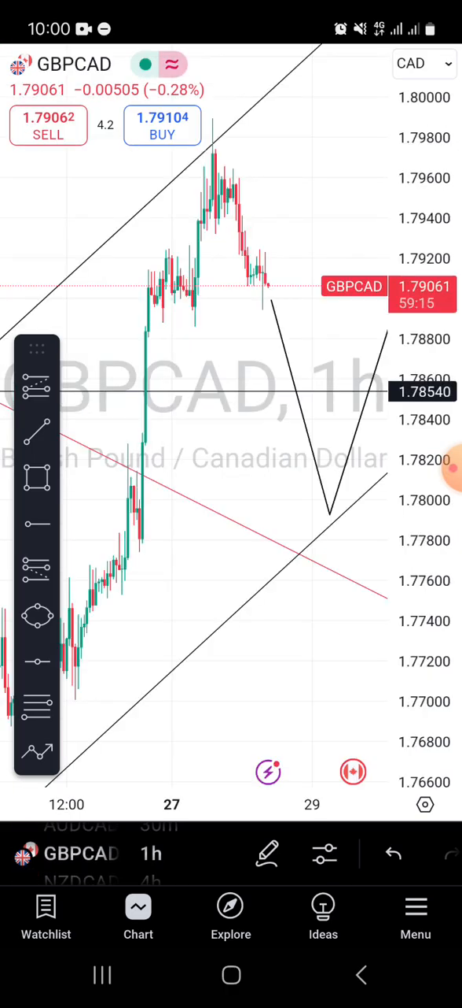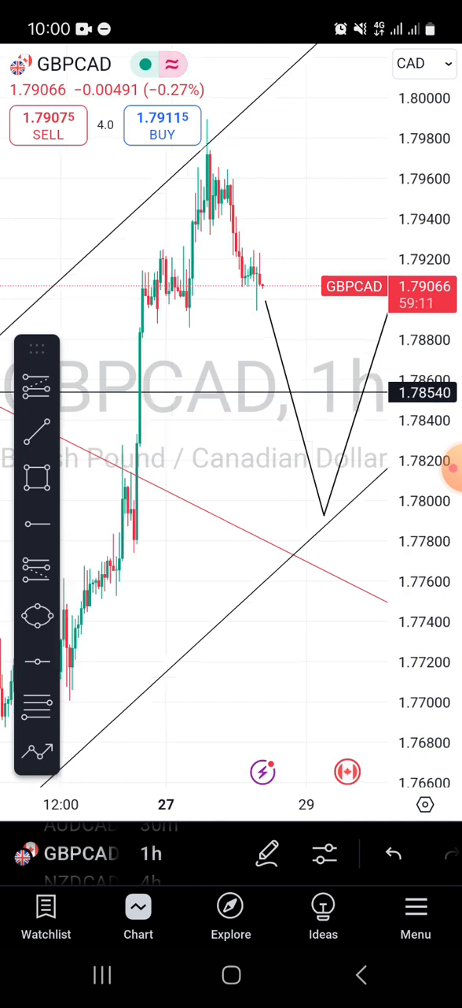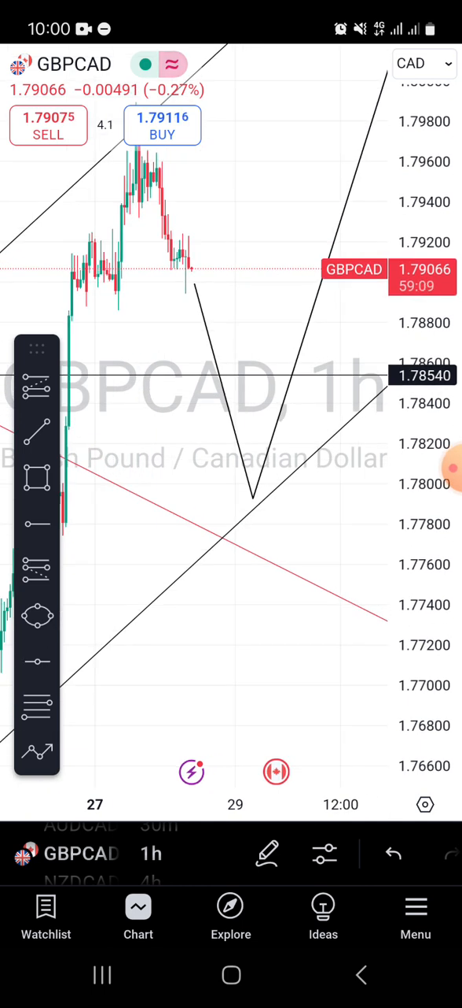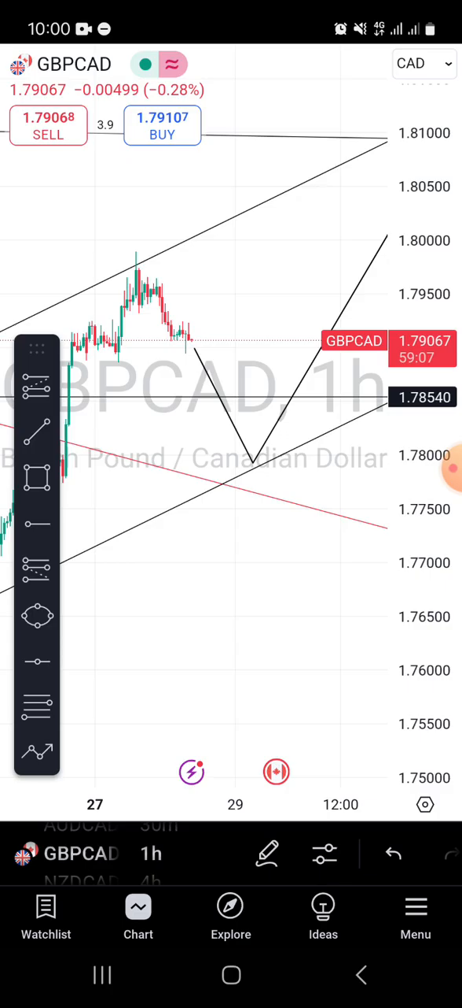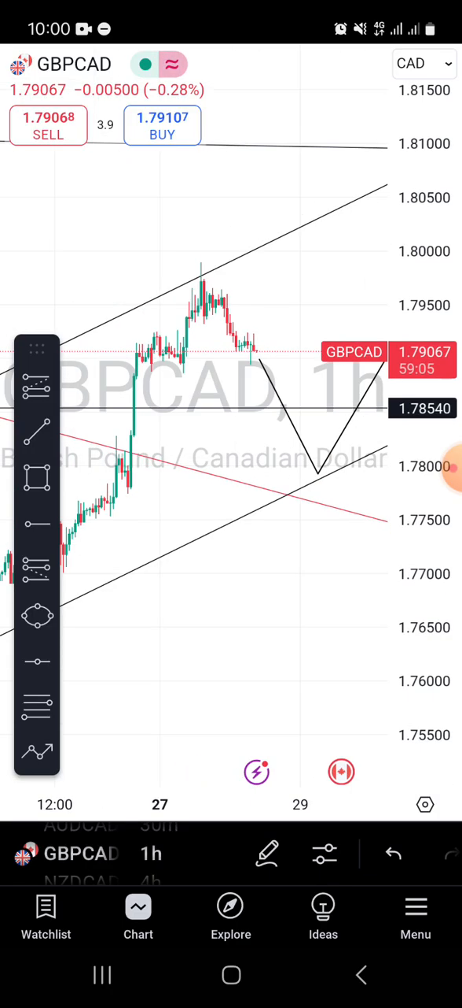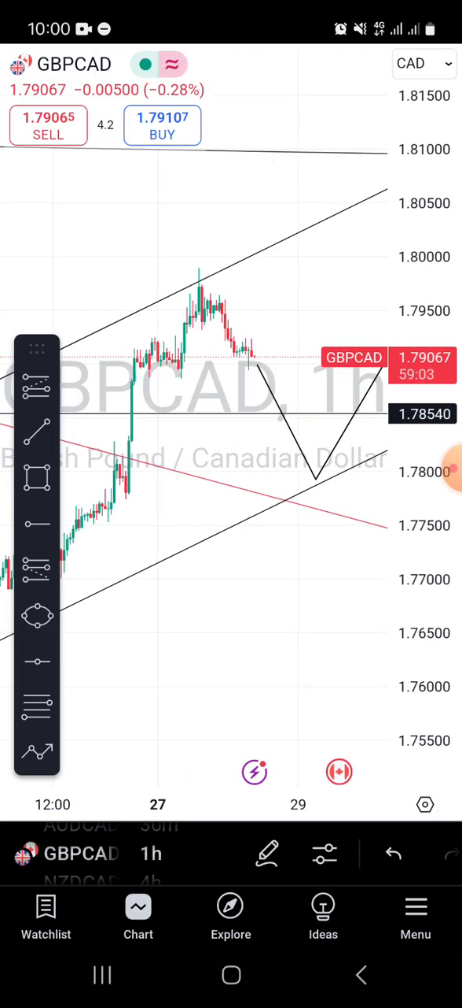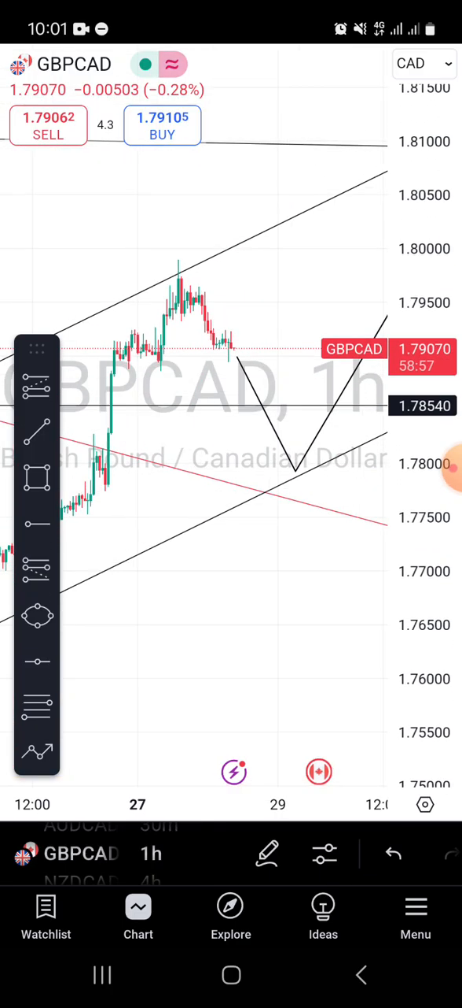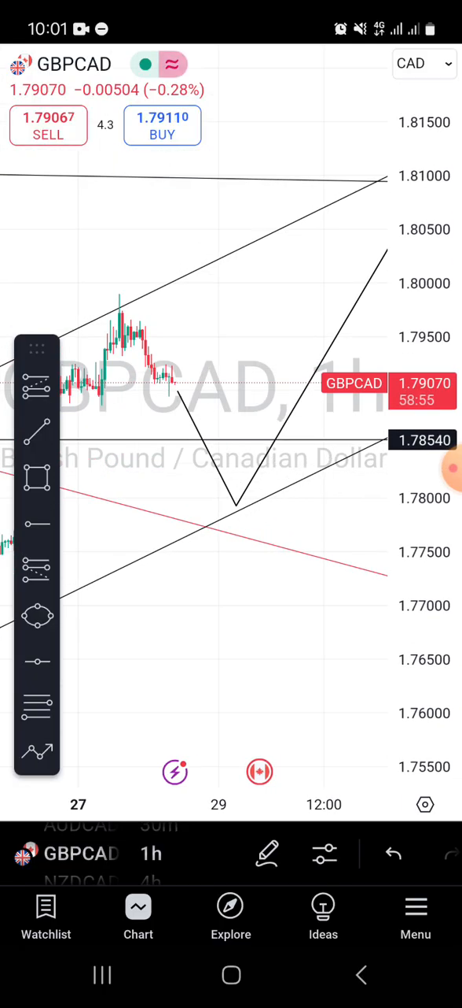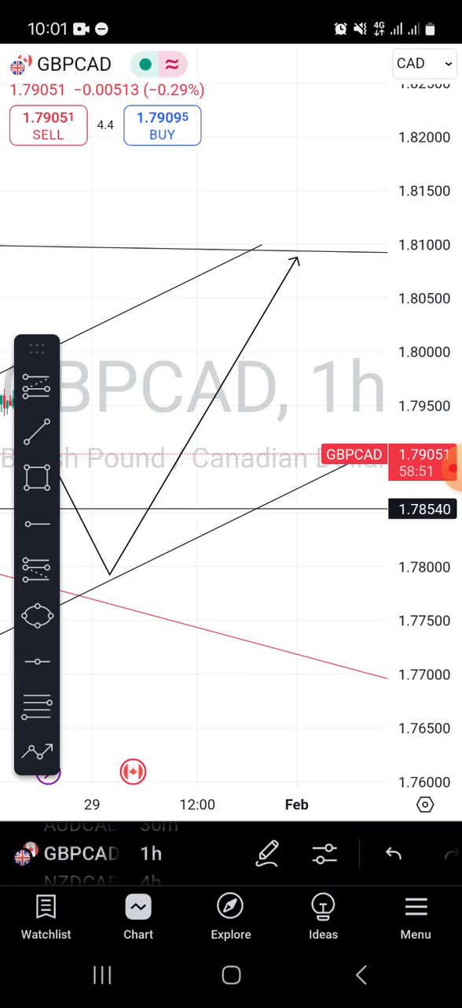Then lastly, GBP card too. Interested only in the buys. Only in the buys for GBP card. Anything can happen. Would have loved to take the sell, but no, it's too risky. It's a bullish trend, and I don't go against trend. So let the sellers take control. Let them sell up to this level. Then I take my buy trade.